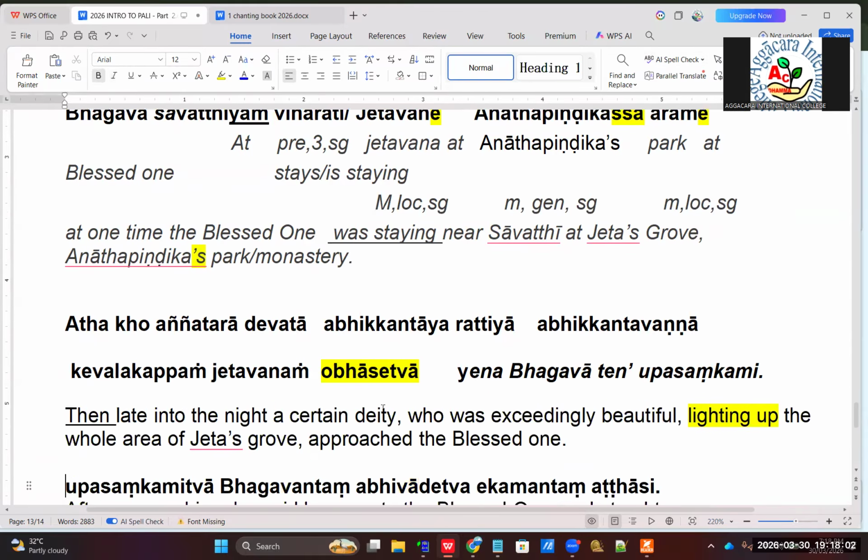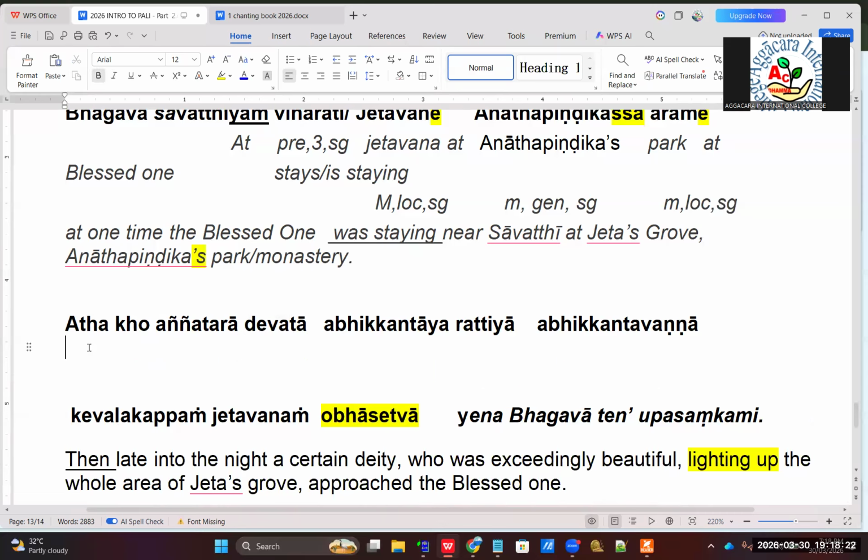All right. Now we will see this gerund here. Obasetua. All right. Now atako. I hope you are familiar with this Mangala Sutta. Then Anyantara Dewata. Dewata is translated as deity. So I put a blank space here. You can write it down yourself. Then Anyantara means a certain. Certain means we don't know the person's name. Right? It's one deity.